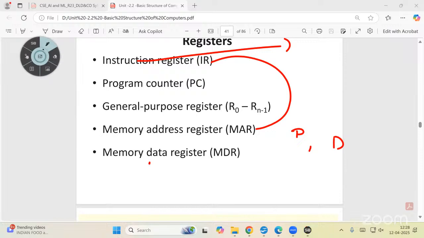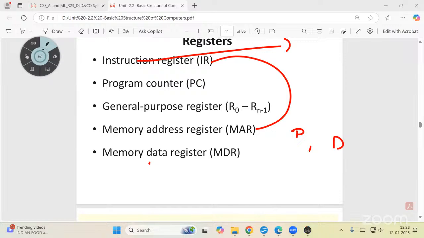In that program, what variables are being used, that data can be carried by the data registers. Next, the general purpose registers hold our values; those values can be placed in the general purpose registers. Then the program counter: the order of execution of the instructions, which line is next, is maintained by the program counter. It holds the address of the next instruction.